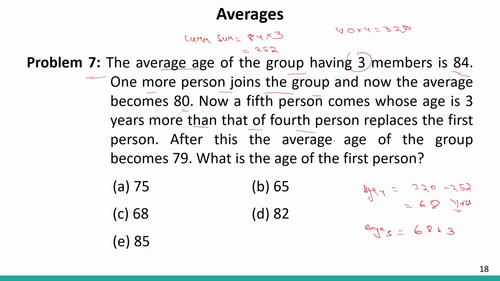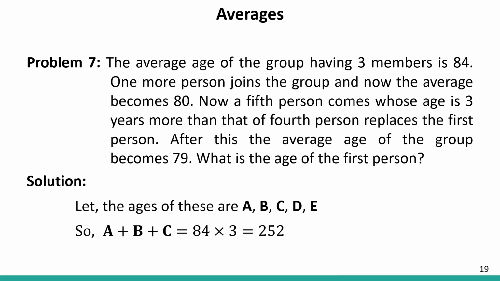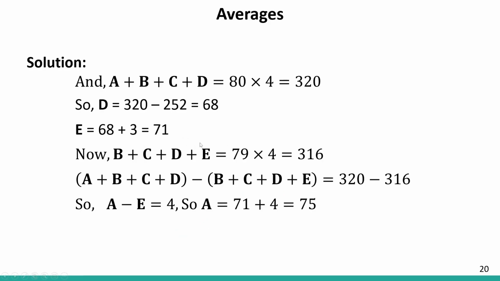Now the average of the group becomes 79. So what is the age of the first person? Let the ages be A, B, C, D, E. There are 5 persons: first, second, third, fourth and fifth. So A plus B plus C is equal to 84 into 3, that is 252. We have evaluated it. A plus B plus C plus D is equal to 80 into 4, so 320. So D is equal to 320 minus 252, that is equal to 68.